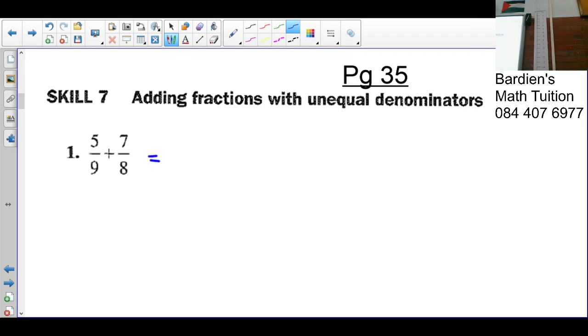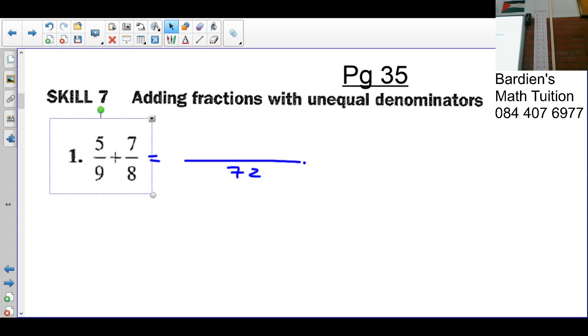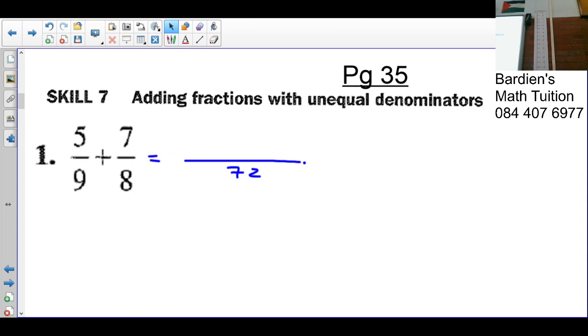So what do we have? 72. So we ask ourselves, 9 multiplied by what is 72? 9 times 8. So we multiply this 9 by 8. Now in equivalent fractions, whatever we multiply the denominator by, we must multiply the numerator by the same number. So we multiply this also by 8. And what's 5 times 8? 40. You all understand? So that is 40 there.